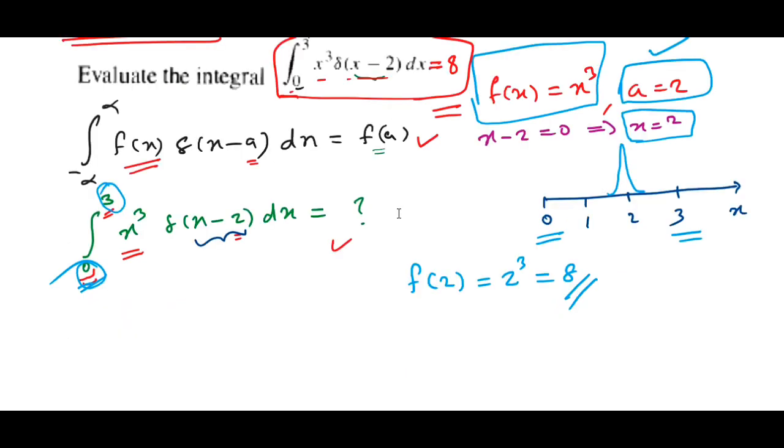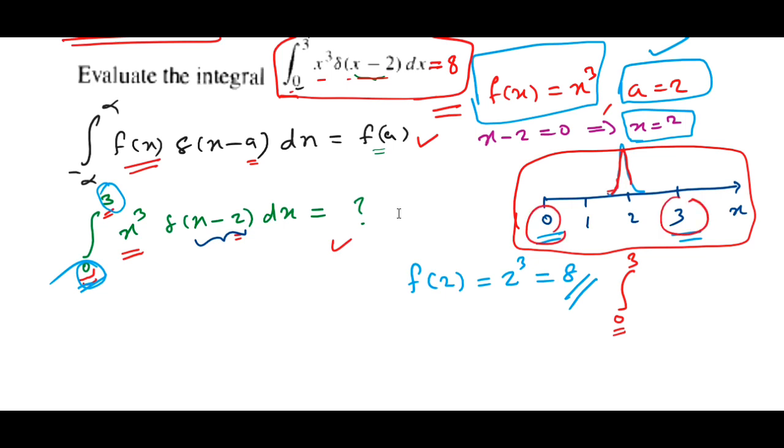This is the answer. Before going to the next problem, one point I would like to stress here: the spike would remain inside the domain of the integration. That is the thing we have to check. The domain of the integration here is from 0 to 3. Our spike lies exactly in between these limits. Then there is no need to do anything.